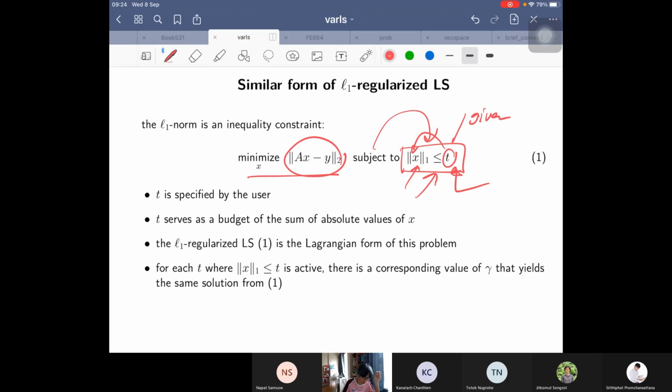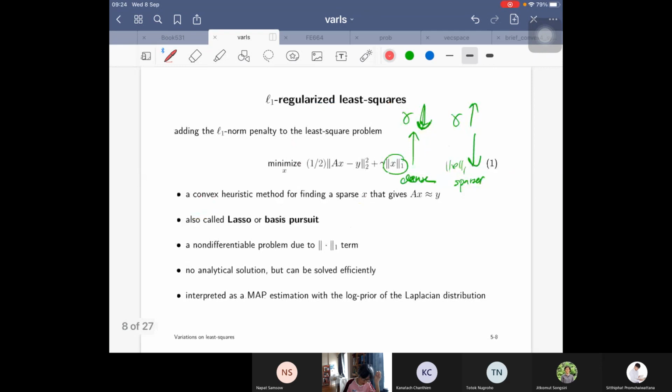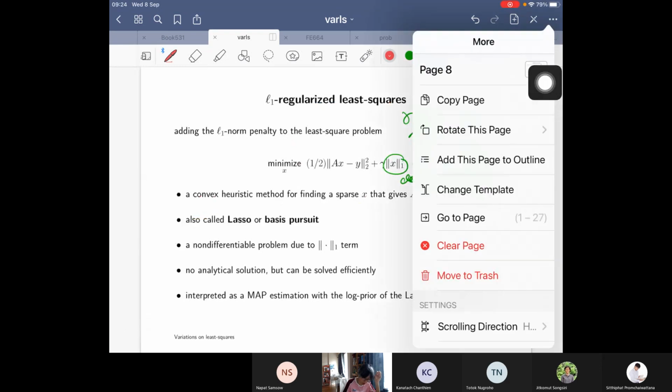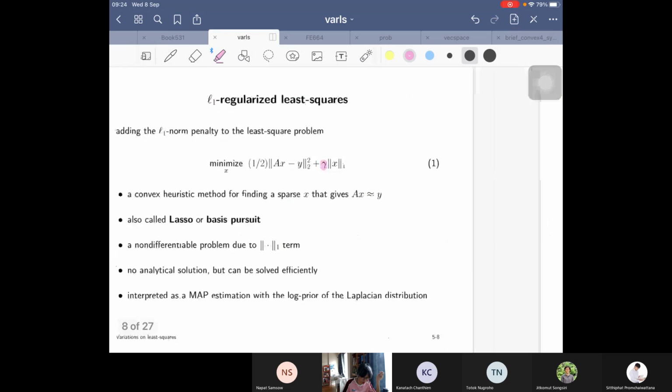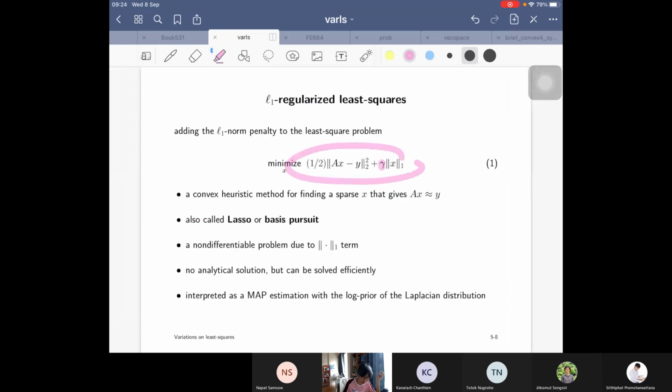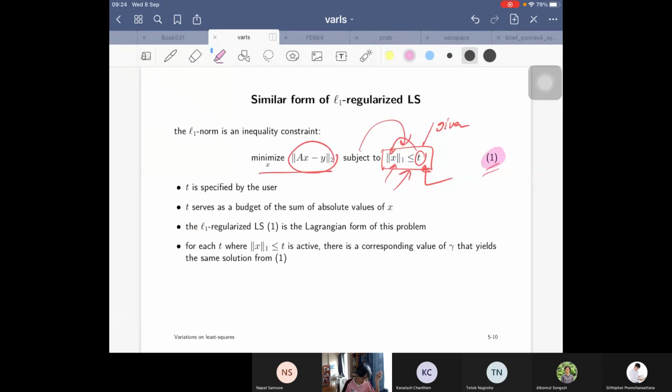The problem 1 and problem 8 are not exactly equivalent, but they can produce the same behavior of the solution. We say that this is the Lagrangian representation of problem 1. So that would be all for the regularized least square problems.